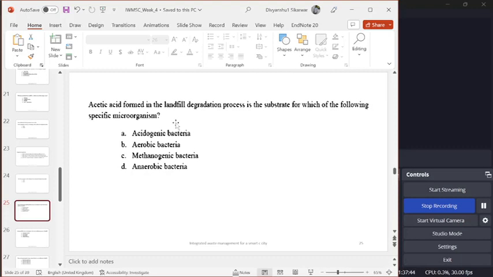Acetic acid is formed in the second step, acidogenesis, but the majority of acetic acid is formed in the acetogenesis phase. After acetogenesis, there is methanogenesis. Methanogenic bacteria use acetate as their substrate, as their food, and they produce methane gas. So here, methanogenic bacteria will be the microorganism using acetic acid as a substrate to produce methane. So C is the correct answer, methanogenic bacteria.